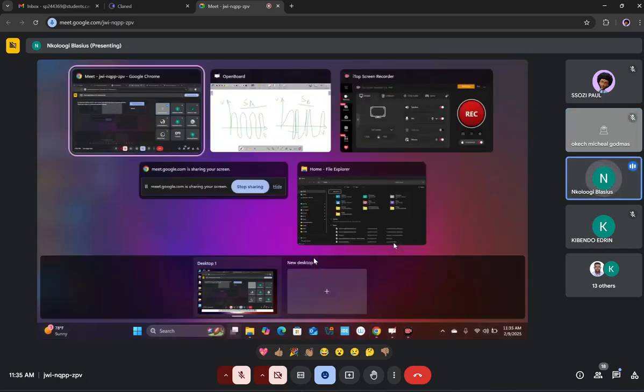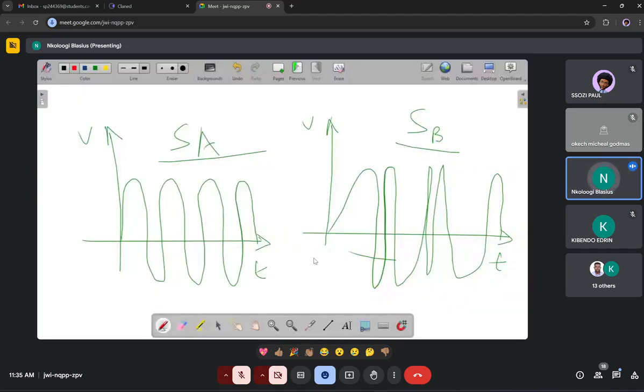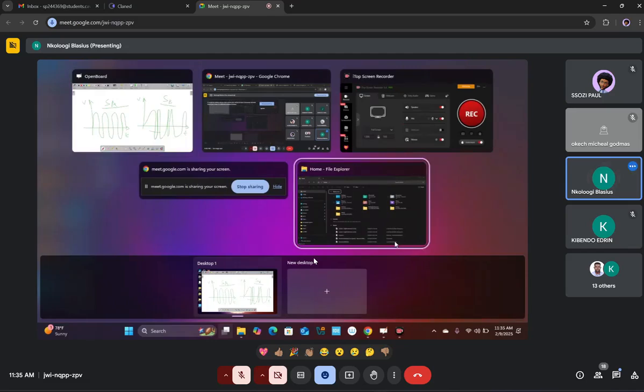According to me, chart A is periodic and chart B is aperiodic. Why? Because chart B repeats, the wavelength repeats itself at regular intervals. Okay, yes. So that is so clear. When you're answering such a question, kindly include some illustration like that. Don't just write things.